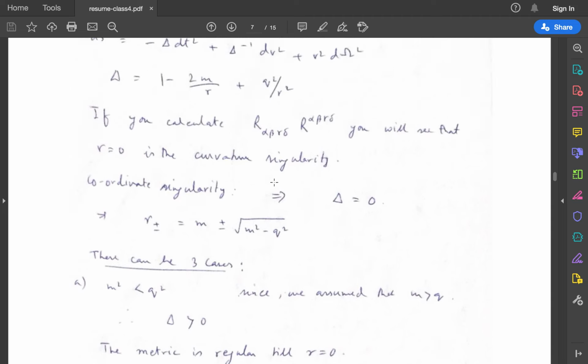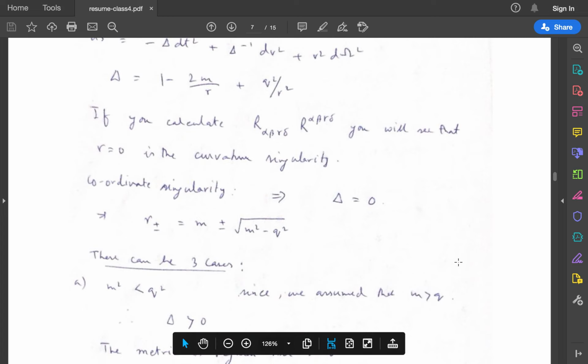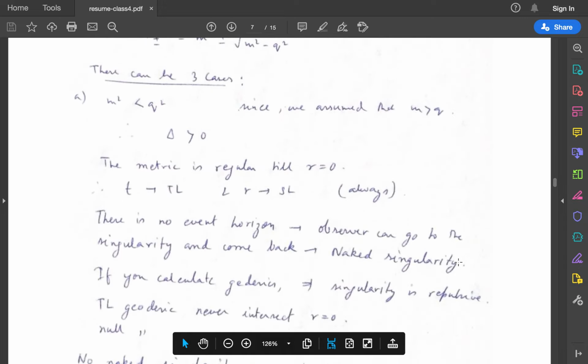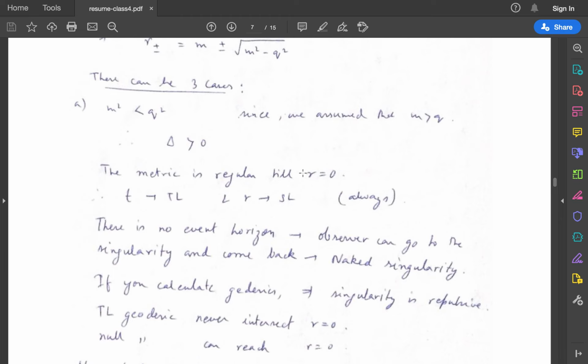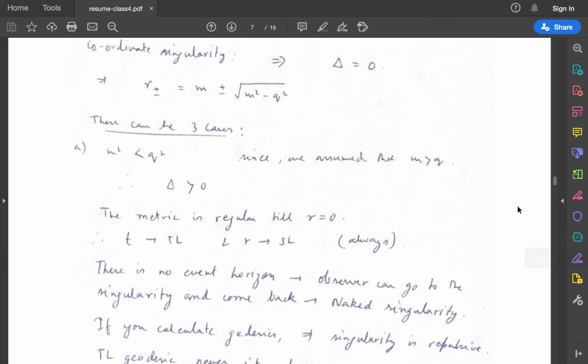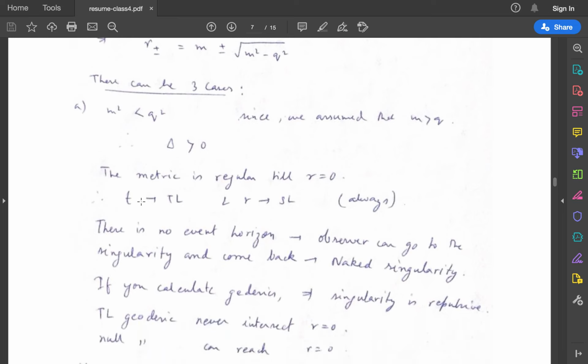So what will happen to this? m squared is less than q squared, so this will always remain positive. If delta is always greater than 0, the metric is regular till r equal to 0. So till the curvature singularity, the metric is regular. That means we don't have any coordinate singularity. So you see that then the t coordinate is always time-like and r is always space-like.